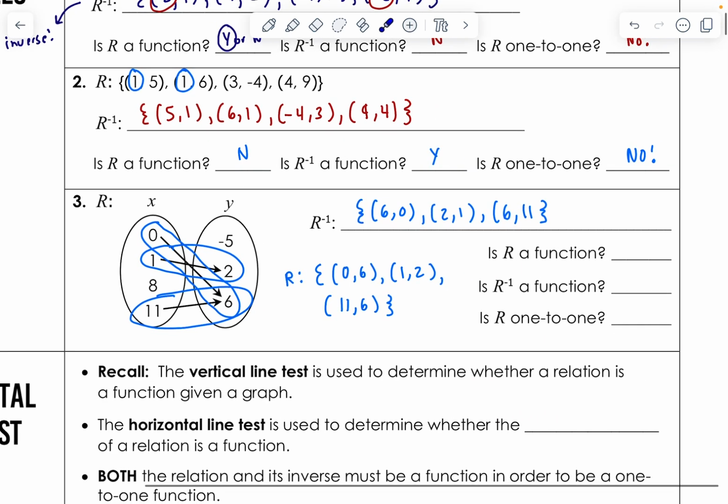Don't forget the curly bracket notation. And then once again, we ask ourselves, is our relation r a function? If you look at r right here, none of these are repeating. None of the x values are repeating. So yes, r is a function.